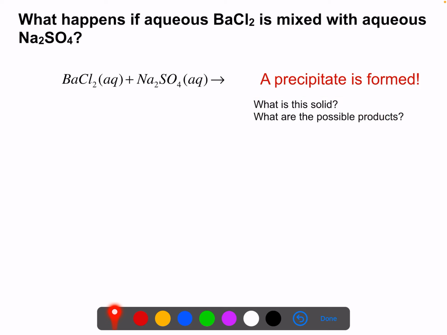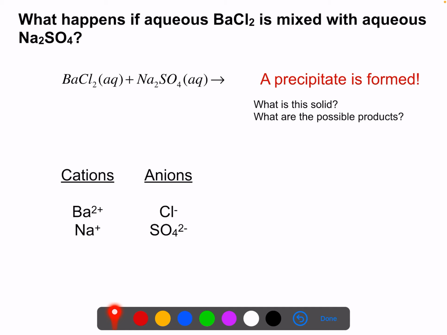For these ionic precipitation reactions, we can always start by thinking about what's in solution. We know barium chloride split apart and sodium sulfate split apart. So in this beaker, in this mixture, we have two different cations, barium and sodium, and two different anions, chloride and sulfate. And the solid that we get has to be a combination of a cation and an anion.